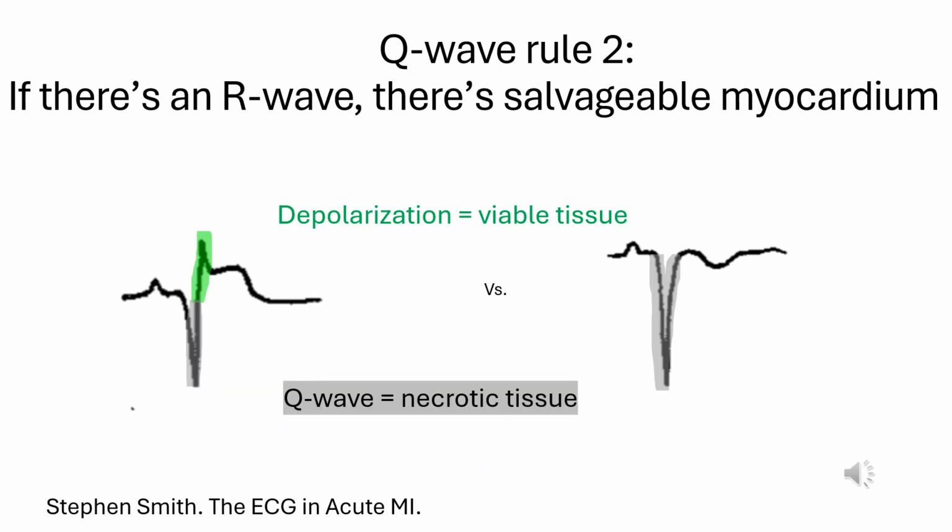Working myocardium depolarizes, and therefore makes R waves in the leads it faces. Accordingly, we have principle 2. If there's an R wave, there's salvageable myocardium. Let's say it again. If there's an R wave, as seen on the left, in the green, there's salvageable myocardium, and it is worth cathing this patient if they have this tracing and persistent chest pain.